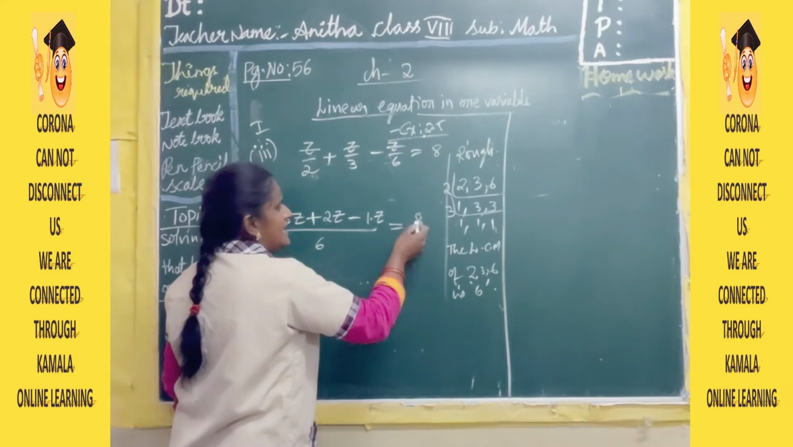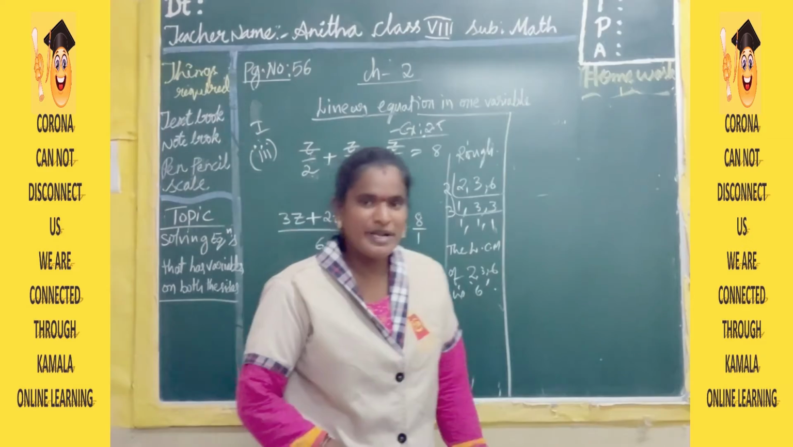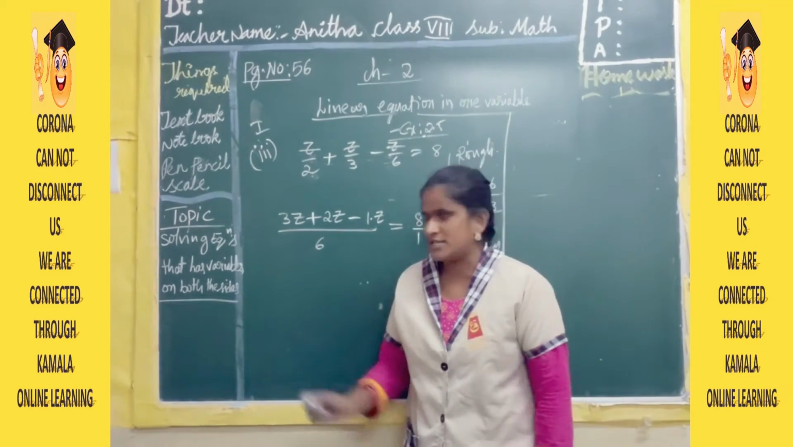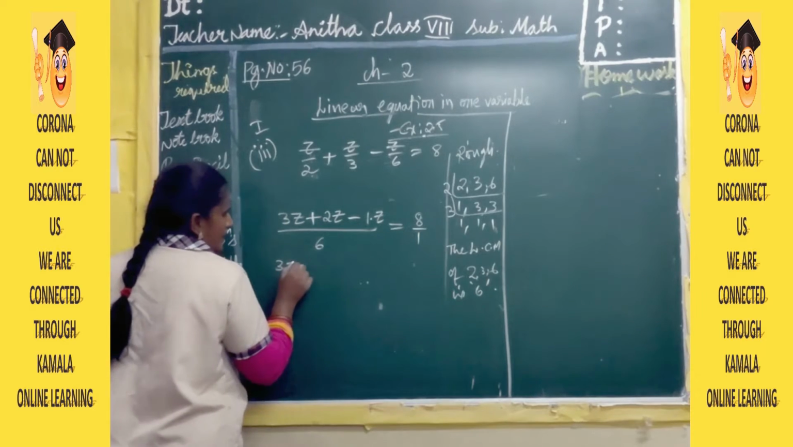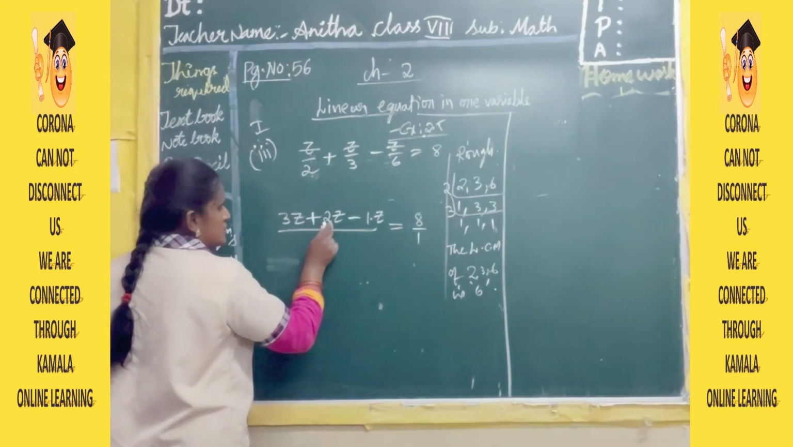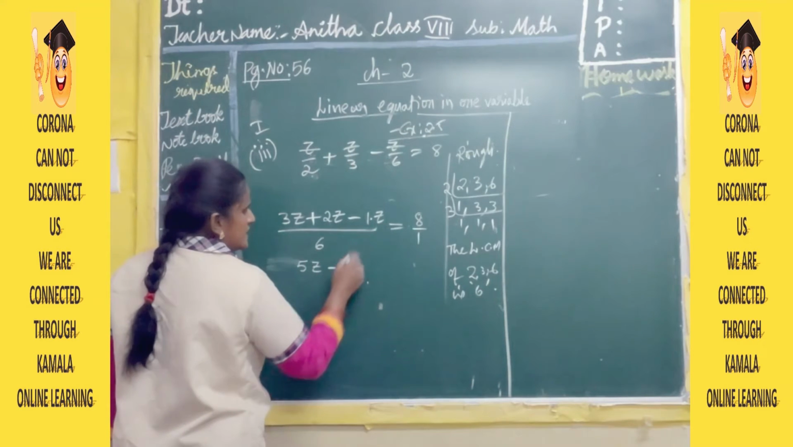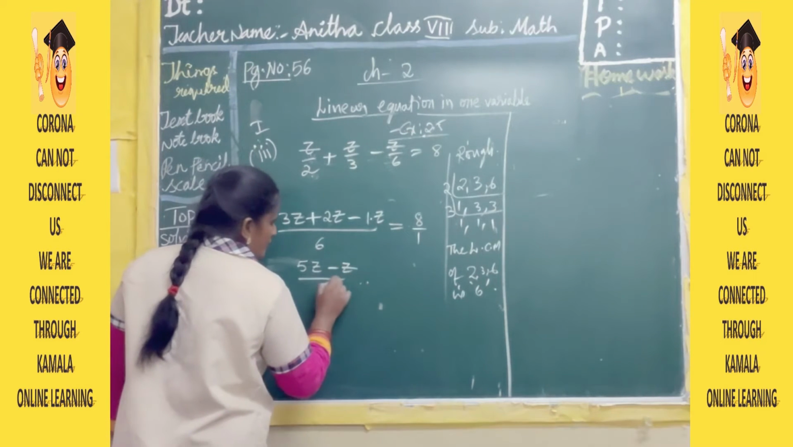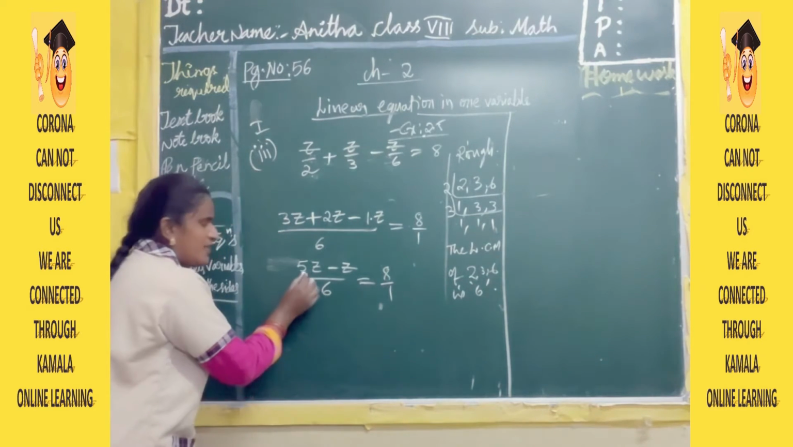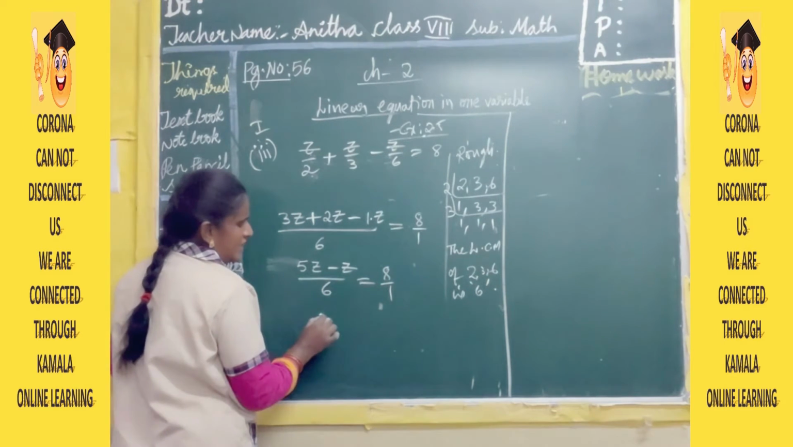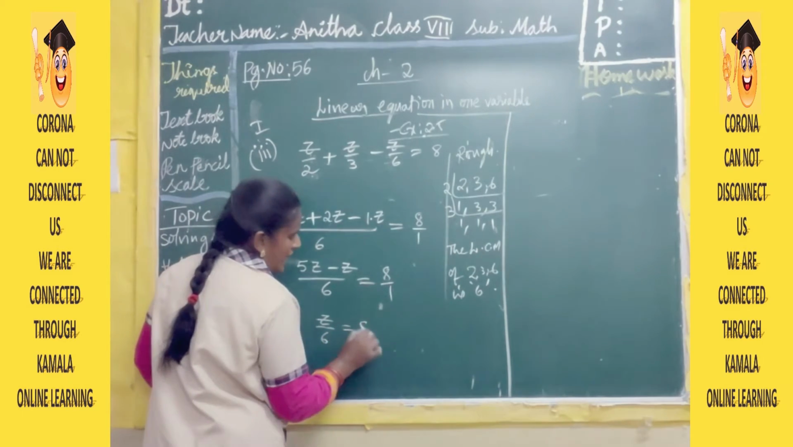8 can be written as 8 by 1, or not? Any number can be written as by 1, or not? Yes. So 8 by 1. 3Z plus 2Z is nothing but 5Z, minus 1 into Z by 6, is equal to 8 by 1. So 5Z is subtracted with Z. You will get Z by 6. It should be equal to 8.